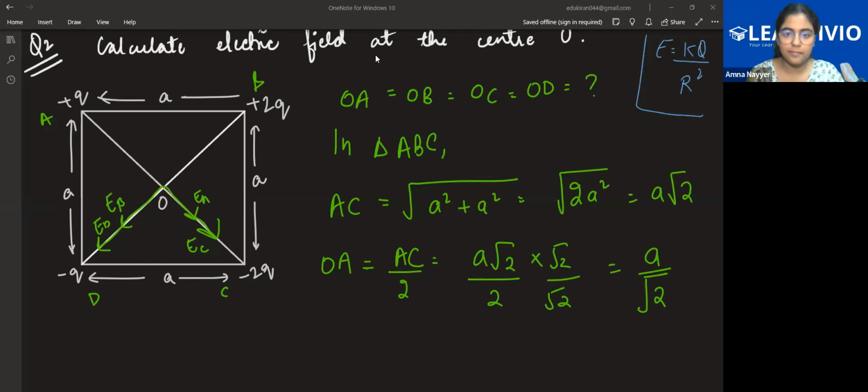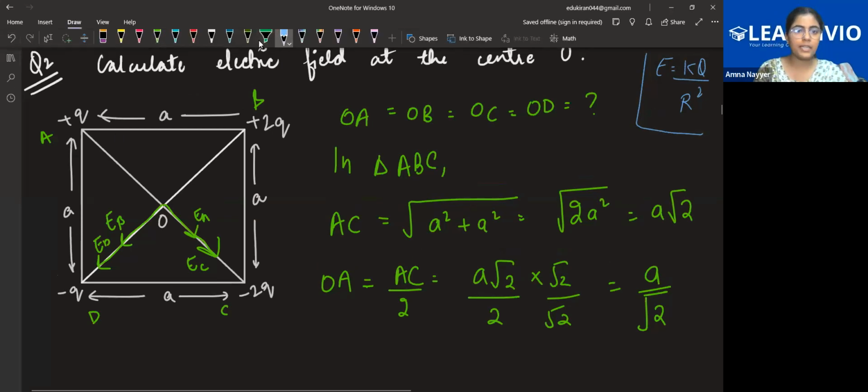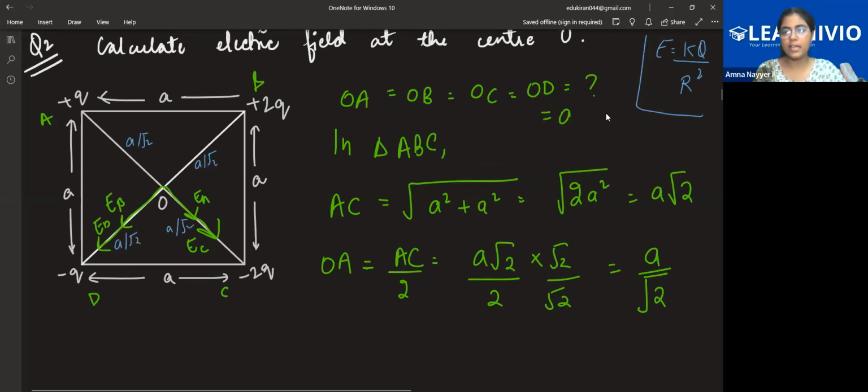Yes, ma'am. Okay. So you all now know that this is a by root 2. Means what do you all know now? That the separation of charge to O is a by root 2. This side is also a by root 2. This side OC is also a by root 2. And OD is also a by root 2. That means all these are equal to a by root 2.